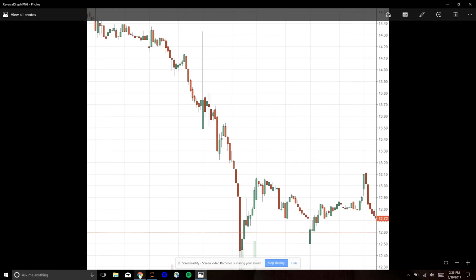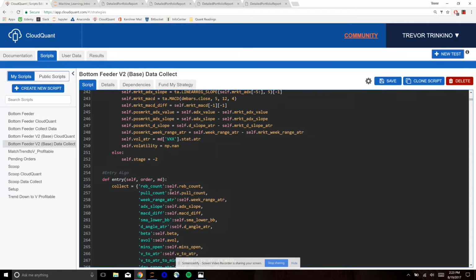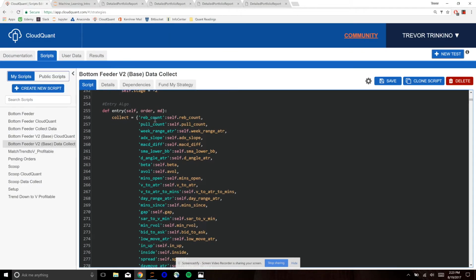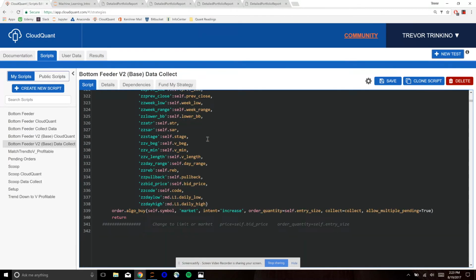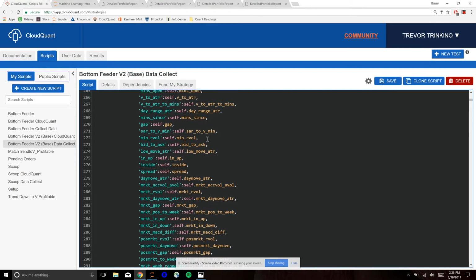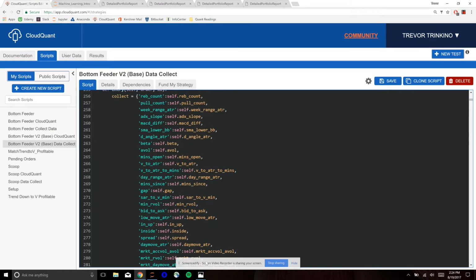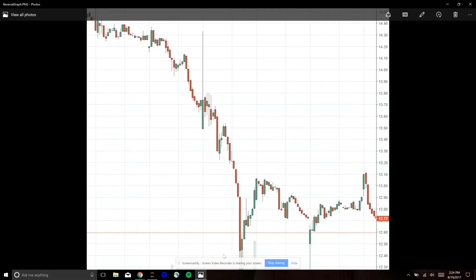So over in CloudQuant here, you can see here's our entry algorithm, and this is all the data that we're capturing at every entry point. Initially I think it was something like 140 different data points I was capturing at every single entry point on the way down this reversal. For some trades, it was 2 or 3 entries. For other trades, it was 20 entries. So we had a lot of data.